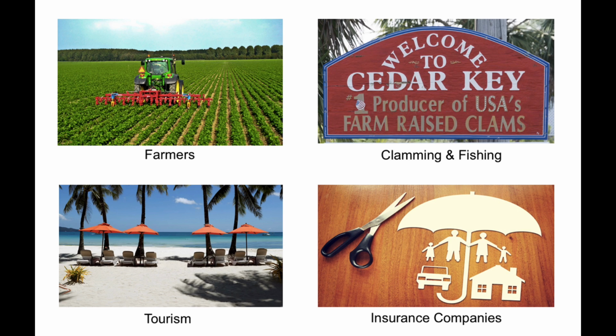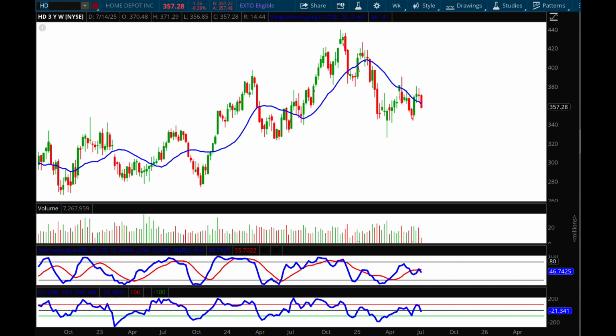In the summer, especially, insurance companies tend to go down because they're paying out on damages that were caused by these hurricanes. And of course, tourism is affected, and we'll get to some of the stocks that are affected by the cycles in tourism as well. Now, this is Home Depot, a company that everyone is familiar with.